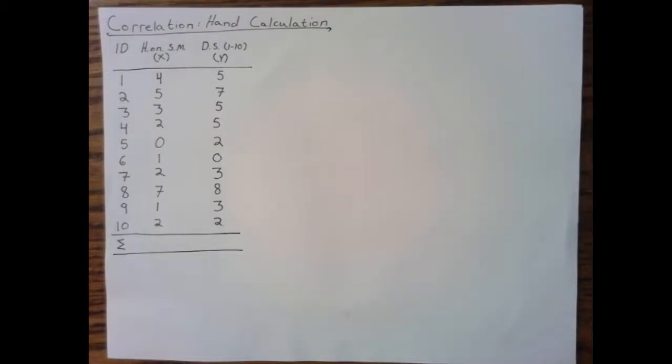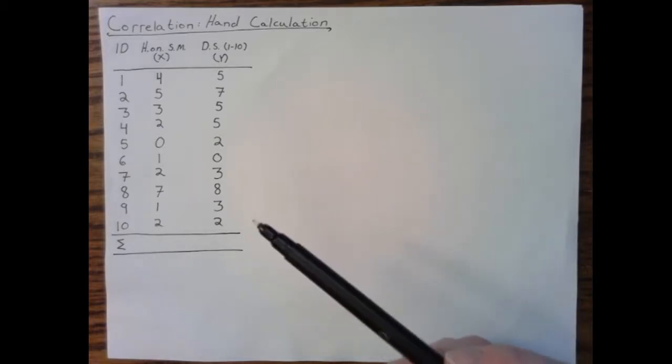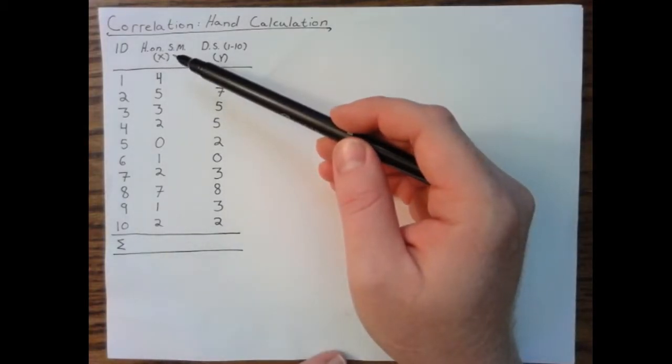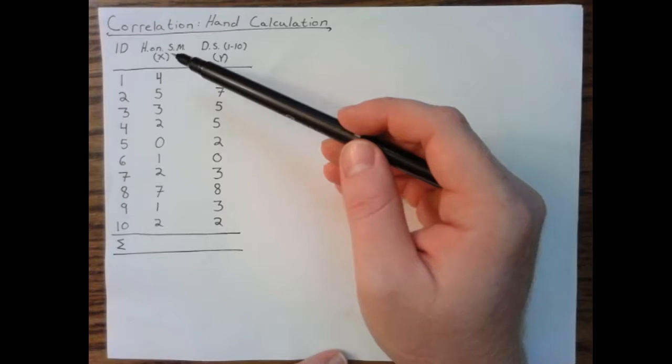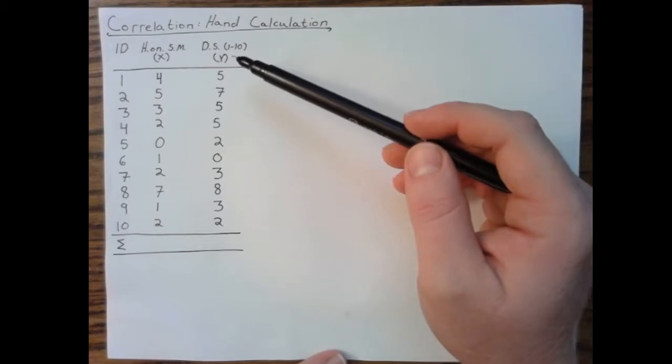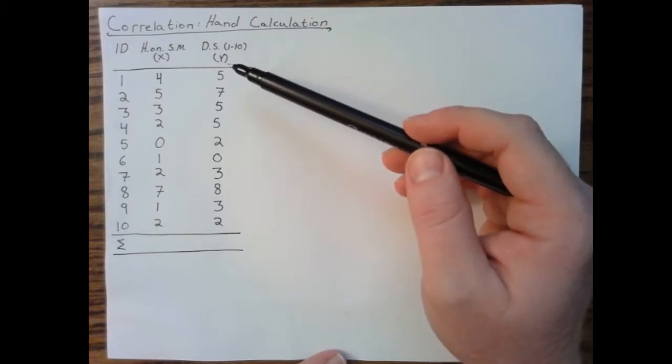All right, in this video what we're going to be going over is calculating a correlation coefficient by hand, specifically a Pearson correlation coefficient. Now the data that we'll be using for this example is hypothetical data based on 10 individuals. How many hours they spend on social media per day will be our X variable, and their depressive symptoms rated 1 to 10, 10 being the most depressive symptoms, as our Y variable.